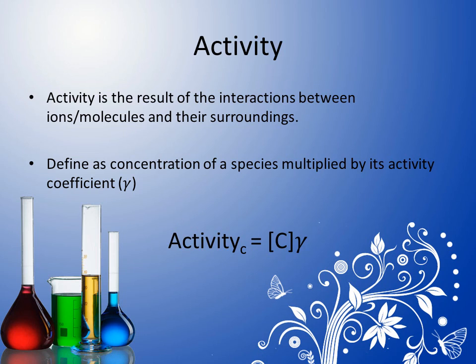Moving on to activity. It is a result of the interactions between ions and molecules and their surroundings. In mathematical terms, it is the concentration of a species times the activity coefficient, gamma. Now be careful not to confuse activity coefficient and activity. Often we know the concentration of a certain species, but not its activity coefficient, and we need its activity coefficient to multiply it by the concentration to know the activity. So how do we find the activity coefficient? Let's go to the next slide.